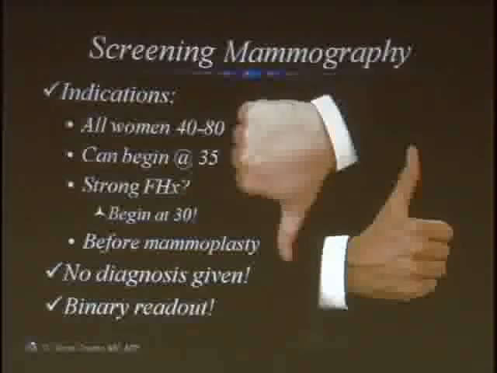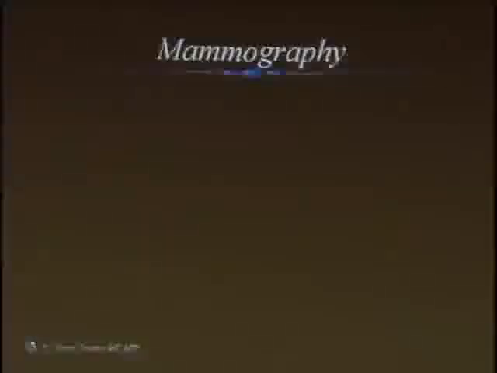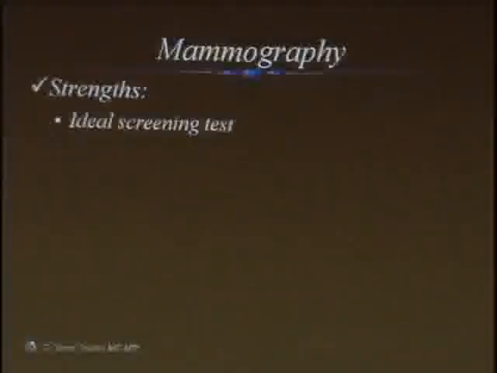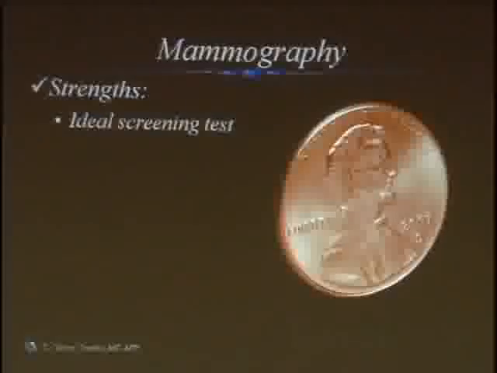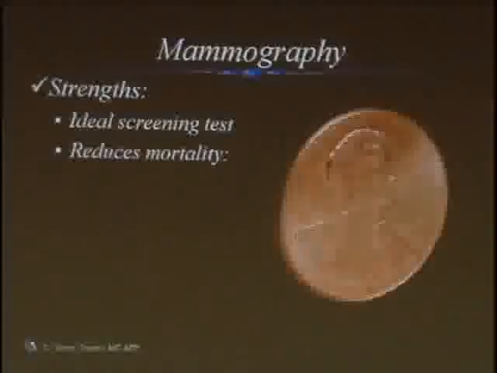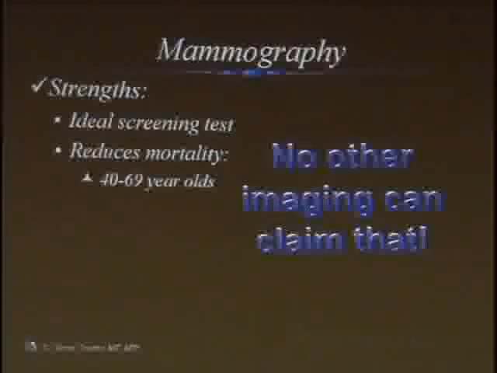Okay? Good means see you next year. BI-RADS 1, BI-RADS 2. Normal, benign. See you next year. Thumbs down is a different story. What you need to know is more about the strengths and weaknesses of this test to understand what thumbs down means. Mammography is an ideal screening test. It's cheap. It's available everywhere. It reduces mortality in women from 40 to 69. Now, that's an unbelievable statement. How many of you here think that there is another imaging test that claims that?